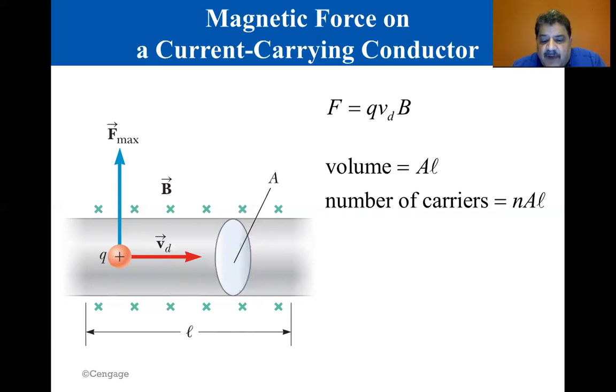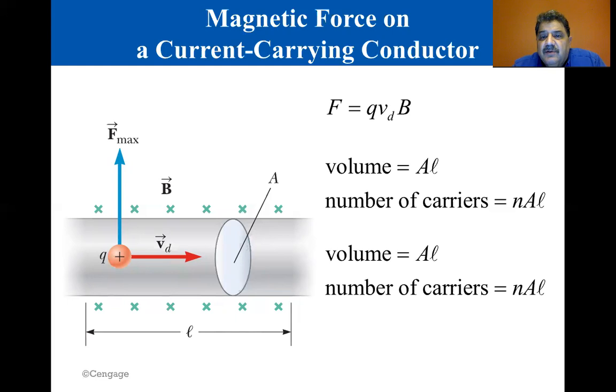where n is the number of carriers per unit volume. That means the magnitude of the total magnetic force on the wire of length L is the force on each charge carrier times the total number of carriers. F max is equal to qv_dB times nAL.